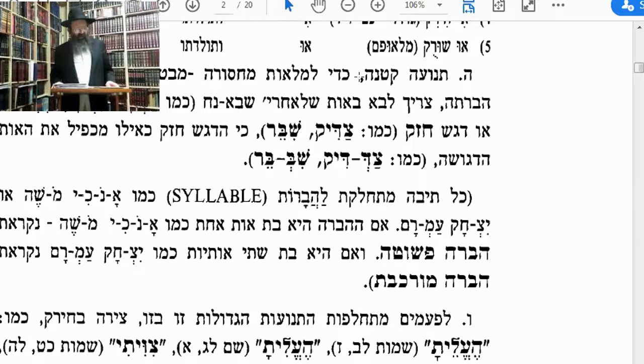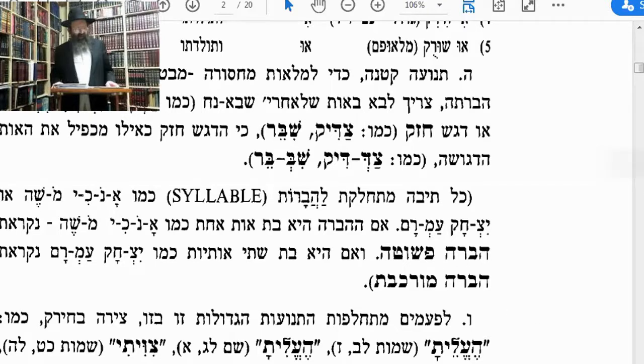So now we're going to go into the next paragraph. Kol tevo mischalekes lahavoros. Every word is a combination of syllables, which means you've got several sounds coming together and they make a word. So we've got O, Noichi, Moshe, Yitzchak, Amram, and we've got now names for the complex one or for the simple one. So the simple one, O, Noichi, are going to be called Havora Pshuta.